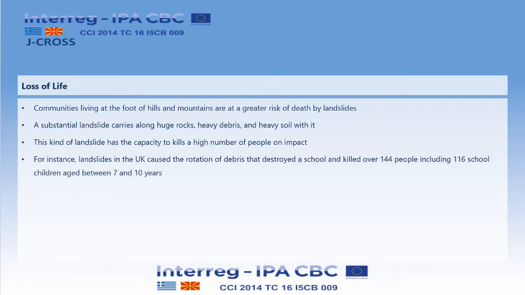Communities living at the foot of hills and mountains are at a greater risk of death by landslides. A substantial landslide carries along huge rocks, heavy debris, and heavy soil with it. This kind of landslide has the capacity to kill a high number of people on impact. For instance, landslides in the UK caused the rotation of debris that destroyed a school and killed over 144 people, including 116 school children aged between 7 and 10 years.